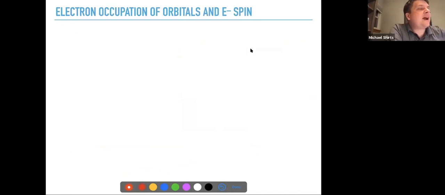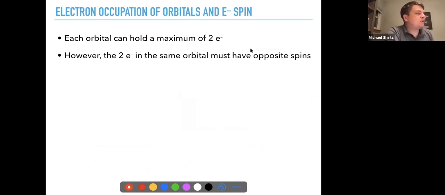So one extra wrinkle here, we talked about these are the orbitals that electrons can occupy, but there's one weird effect of electrons that comes out of the symmetry of space-time, and that is electrons can have another quantum number called spin. An electron can be either spin up or spin down. So each orbital can have a maximum of 2 electrons. However, the 2 electrons in the same orbital must have opposite spins. They cannot have the same spin.